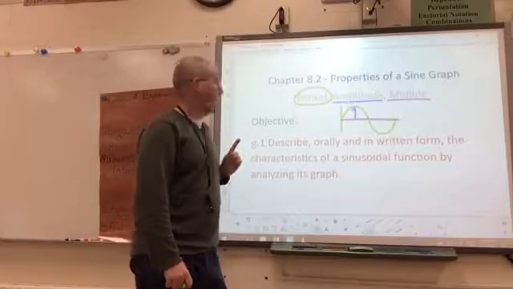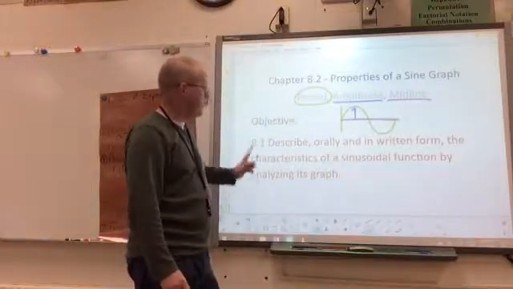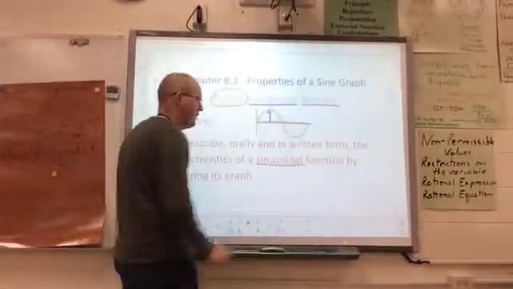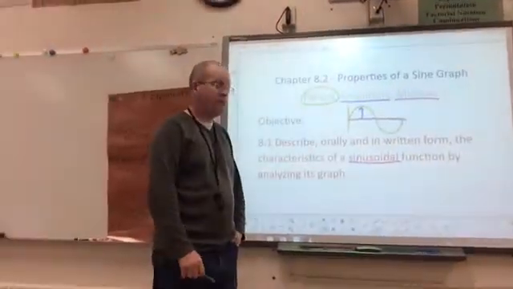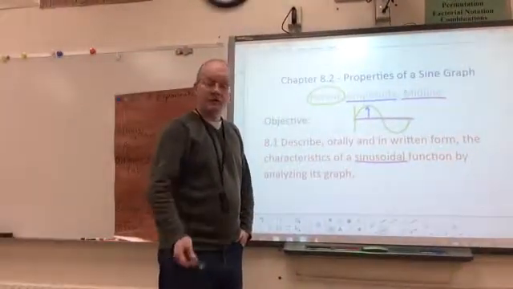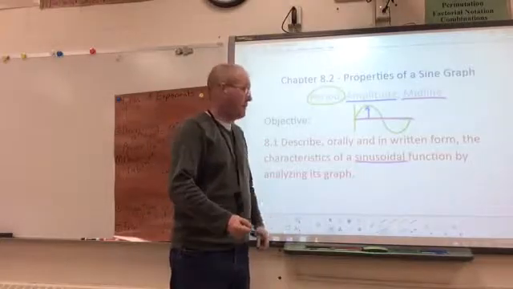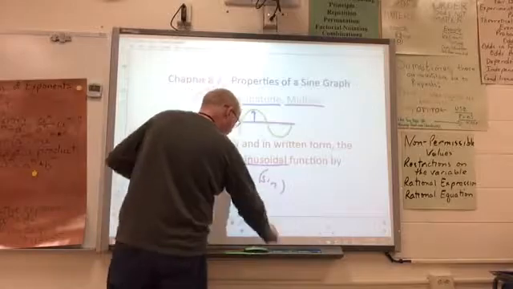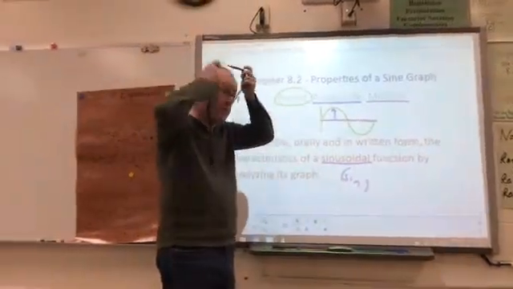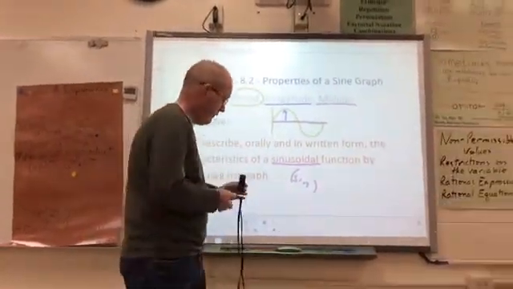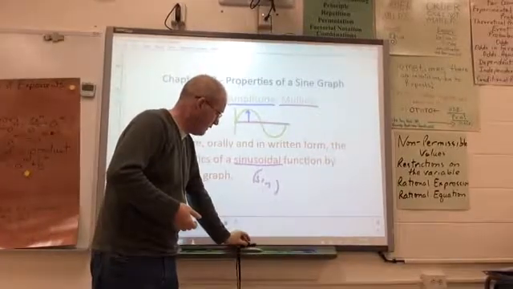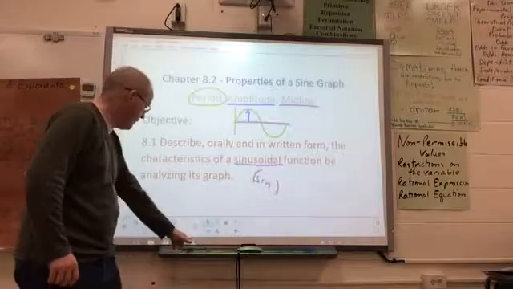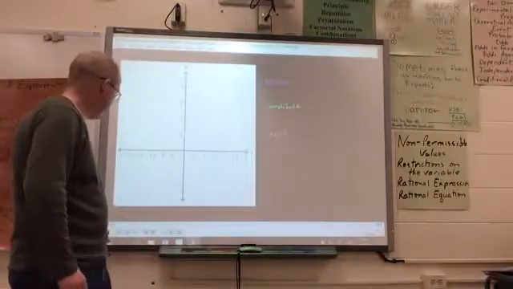Now, to put that in more formal terms, our objective is to describe orally and in written form the characteristics of a sinusoidal function by analyzing its graph. Sinusoidal is a fancy name for sine. So on your calculator, that's the sine button. Now, I'm going to play a Khan Academy video that I think really nicely explains all this. So you guys watch him for a few minutes, and I'll come back.